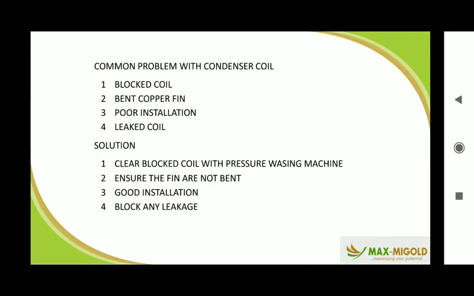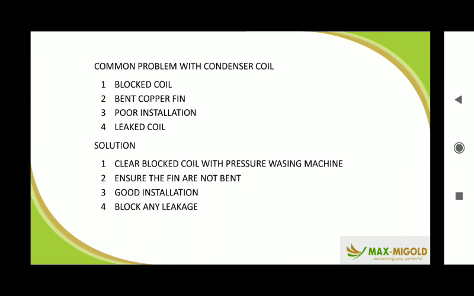Common problems with condenser coil: blocked coil, bent copper fin, poor installation, and leaked or leaking coil. Blocked coil. What do we mean by blocked coil? When your condenser is working outside, you see that your technician carried a long sweater that is wet and covers the outward flow of heat. You are increasing the temperature of the compressor. That could damage the compressor.